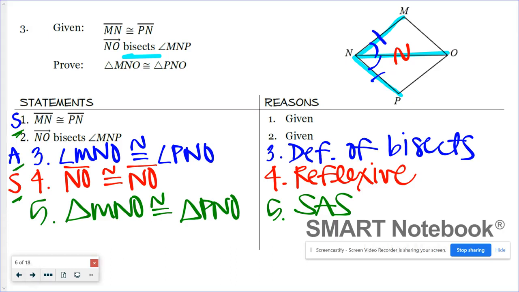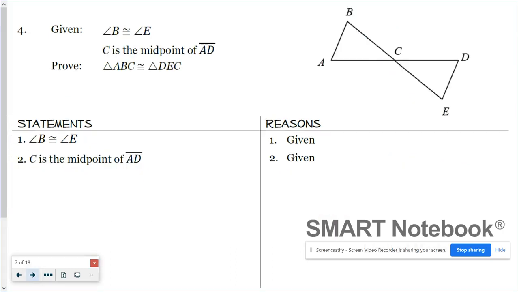So let's try another one. In number 4 here, I'm given that angle B is congruent to angle E. So I'm going to mark my diagram. And in my two-column proof, I'm going to, of course, write down that given info. B and E are a pair of angles. Then I move on to my next given. C is the midpoint of AD. I write that down in my two-column proof.